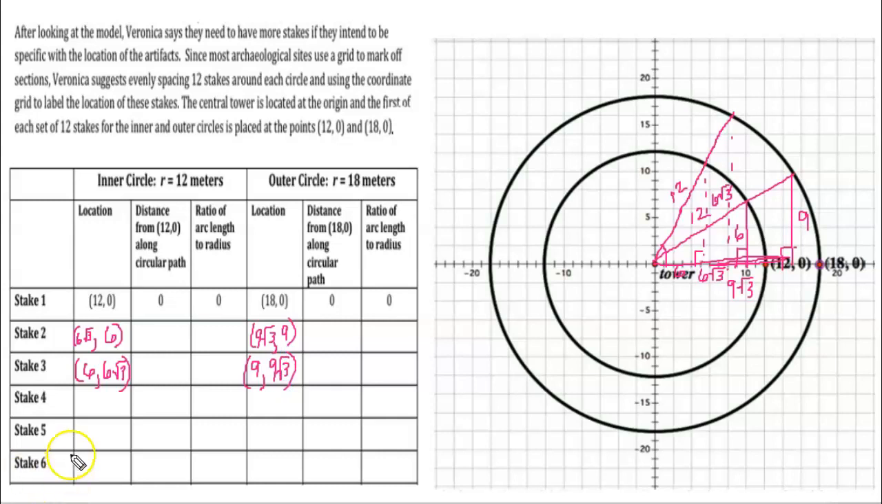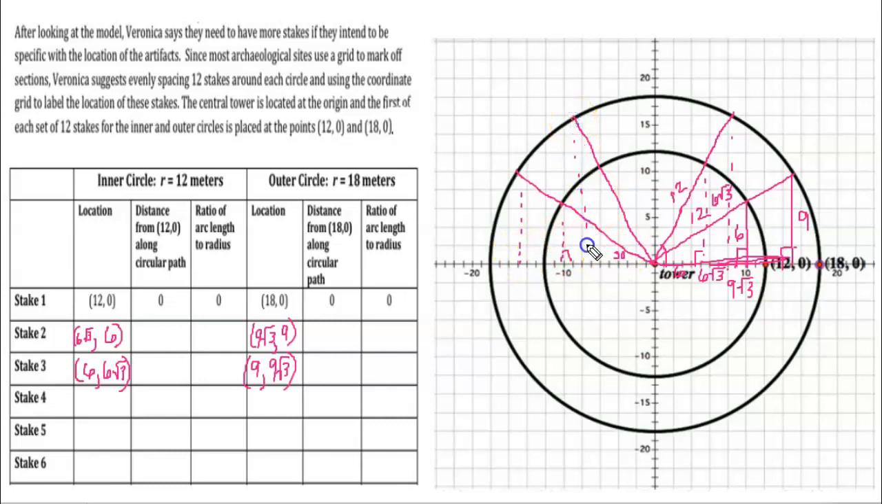You may also recall that when we were doing our Ferris wheel, we learned very quickly, and used it to our advantage, that symmetry in a circle is very useful. So when we keep continuing around 30, 60, 90, 120, 150, 180, this reference triangle still has a 30-degree angle. And this reference triangle still has a 30-degree angle.